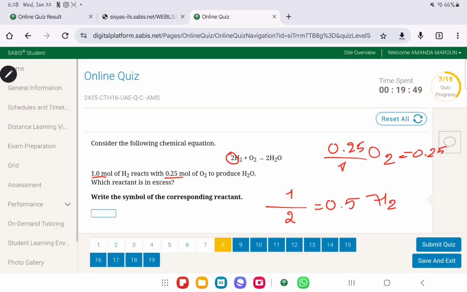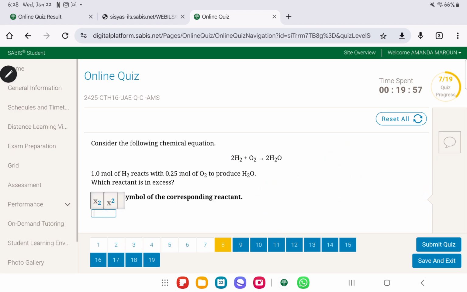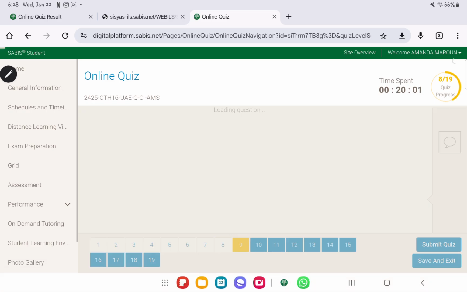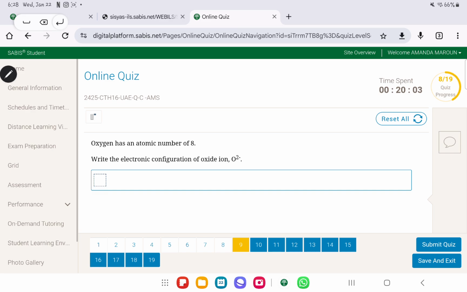Now, which one is less? 0.25 is less. That means H2 is in excess. So which one is in excess? It definitely is H2. Pay attention in the exam if they ask you which one is in excess and which one is limiting.